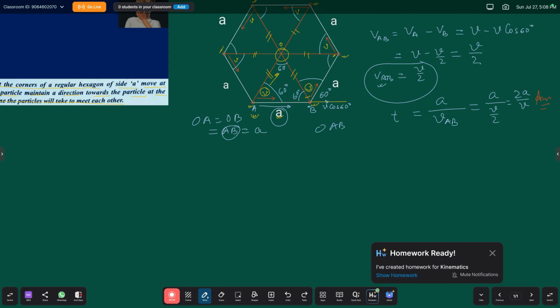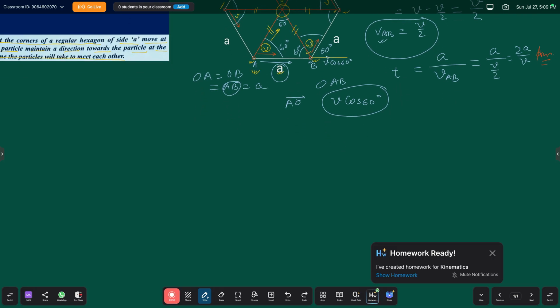And what will be the component of velocity in the direction of A to O? v cos 60 degree. So from there also you can take out the time. You know that displacement is AO and the component of velocity in this direction is v cos 60 degree. So this will be your time. Put the value, you will get the same thing. So this is another way of finding it.